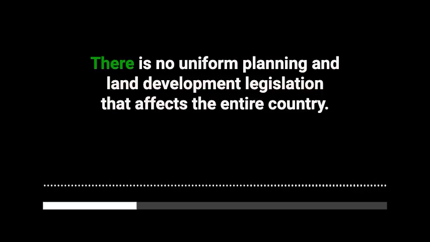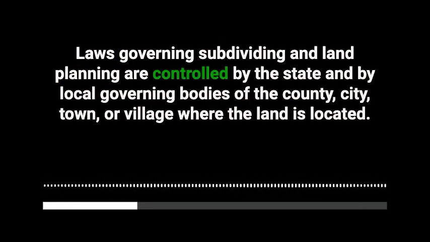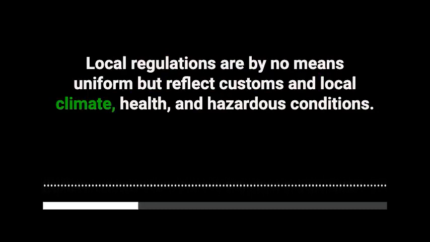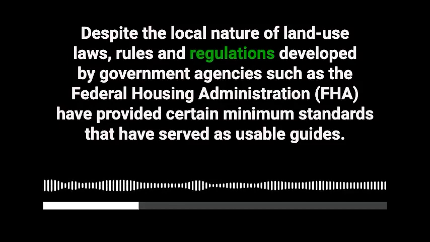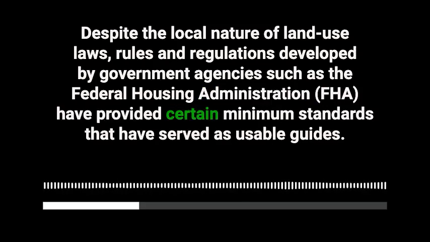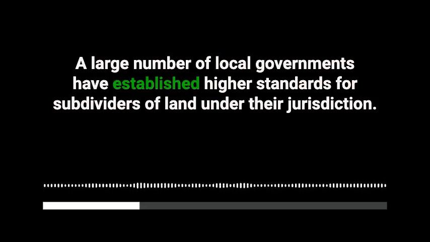Subdivision regulations. There is no uniform planning and land development legislation that affects the entire country. Laws governing subdividing and land planning are controlled by the state and by local governing bodies of the county, city, town, or village where the land is located. Local regulations are by no means uniform, but reflect customs and local climate, health, and hazardous conditions. Despite the local nature of land use laws, rules and regulations developed by government agencies such as the Federal Housing Administration have provided certain minimum standards that have served as usable guides. A large number of local governments have established higher standards for subdividers of land under their jurisdiction.